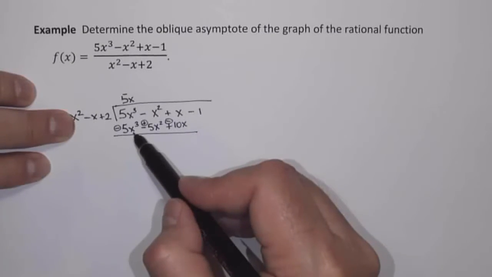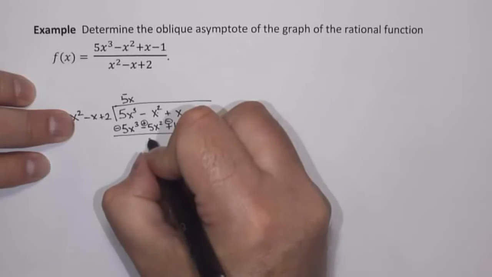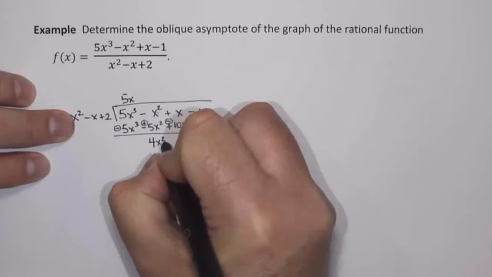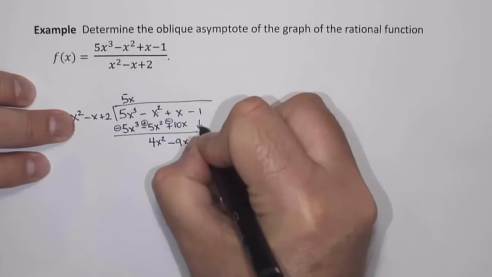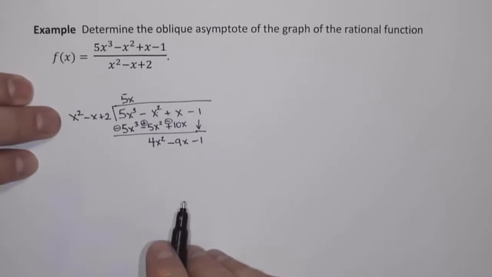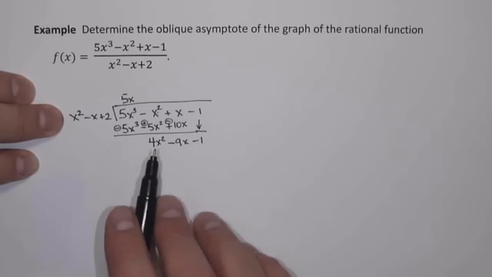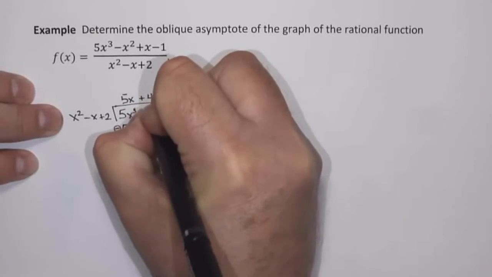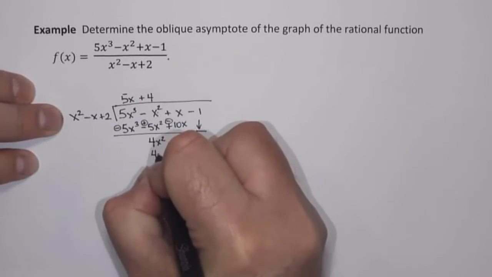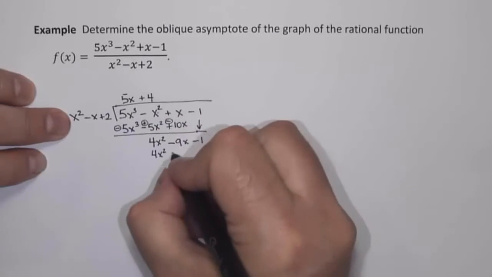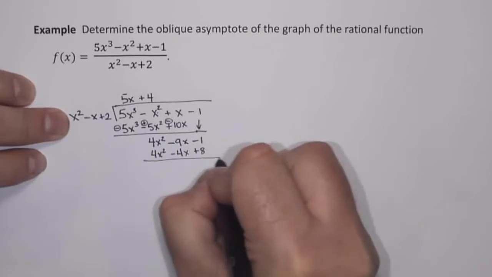So 5x cubed minus 5x cubed goes away. Negative x squared plus 5x squared is going to be 4x squared. Plus x minus 10x is minus 9x, and I'm going to drop down the minus 1. Looking at the x squared and the 4x squared, what do I multiply x squared by to get 4x squared? The answer is 4. So multiplying back, 4 times x squared is 4x squared. 4 times minus x is minus 4x. 4 times 2 is 8.